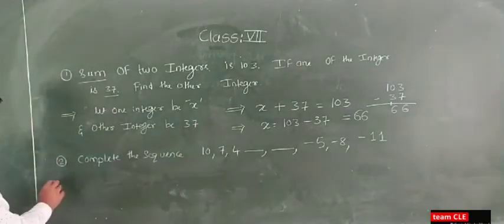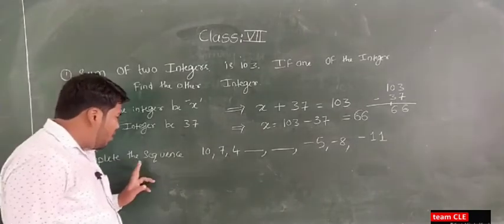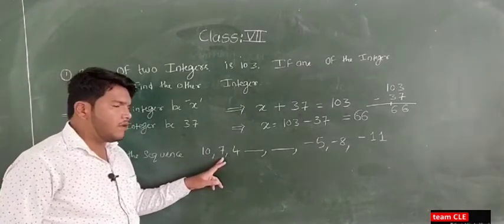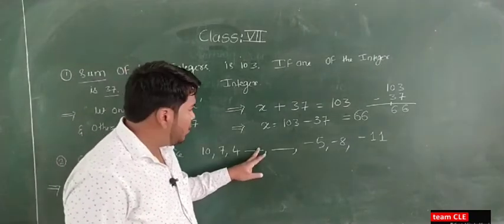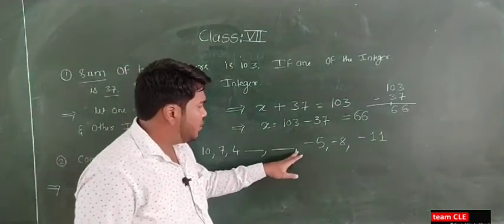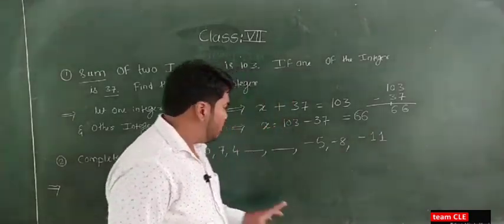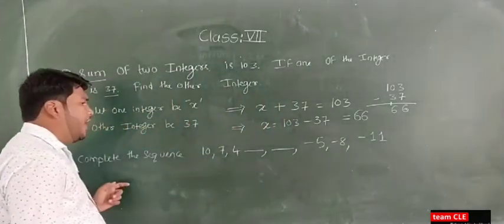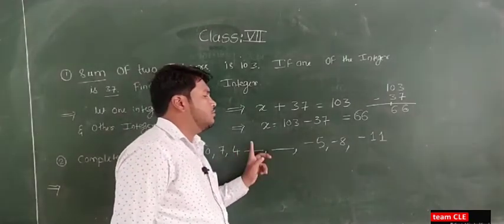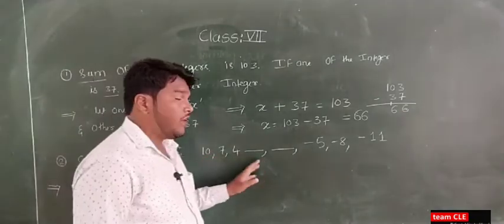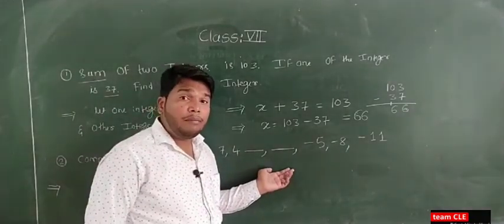Now comes one more question related to your textbooks, that is of your syllabus. Complete the sequence: 10, 7, 4, blank, blank, minus 5, minus 8, minus 11. So in this question, what you have to find? We have to find these two numbers, and we have to see this is an incomplete sequence, and we have to write it in the form of a complete sequence.